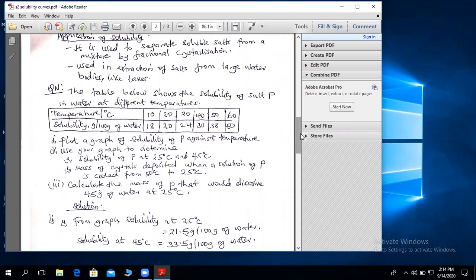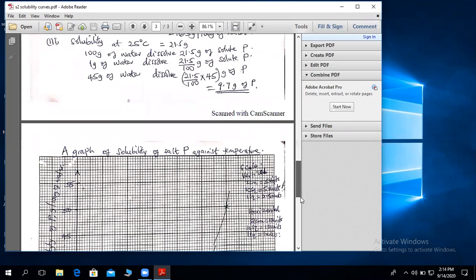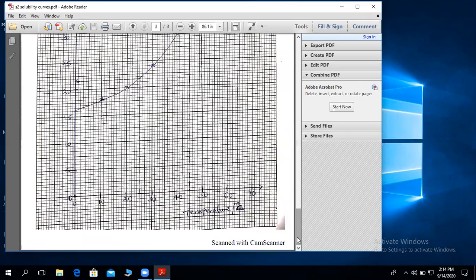Use your graph to determine the solubility of P at 25 and 45. I'm using this as my graph, for you are going to draw yours and use it. Solubility of P at 25 degrees centigrade. I was very clear. I told you, come to your graph, look on the axis of temperature and look for 25. My 25 is here. Then I draw a dotted line very straight with a ruler.